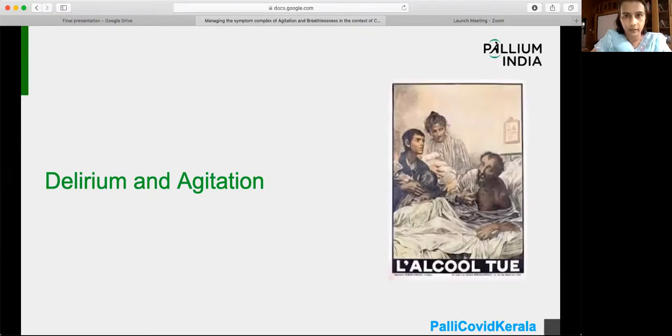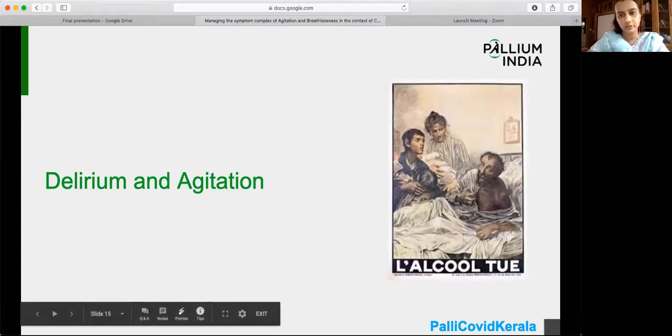Moving on to the second part of the topic, which is delirium and agitation. Again, picture in your mind the last agitated patient that you have seen. This picture is actually of delirium tremens or alcohol withdrawal. It can be any cause. The patient is difficult to control. You've got three or four people standing next to the patient to manage them.